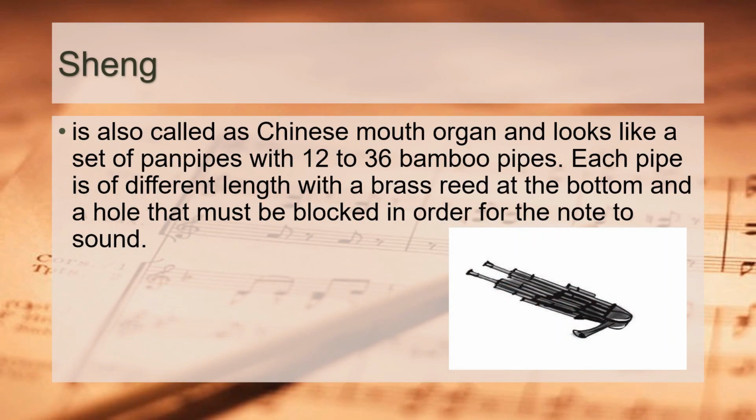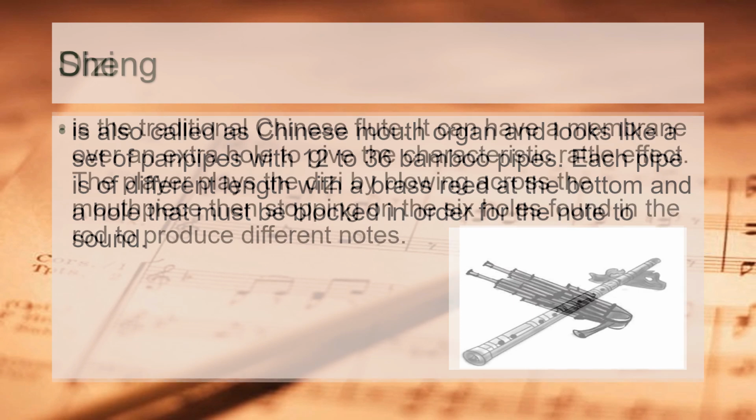So we have also Sheng. So it is called as Chinese mouth organ and looks like a set of pan pipes because it has 12 to 36 bamboo pipes. Napakadami, di ba? So each pipe is of different length with a brass reed at the bottom and a hole that must be blocked in order for the note to sound.